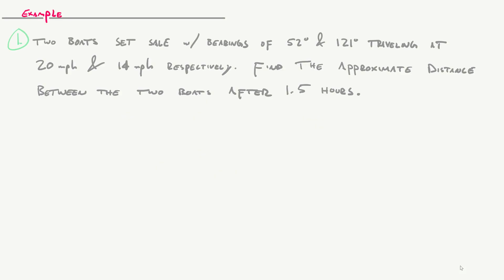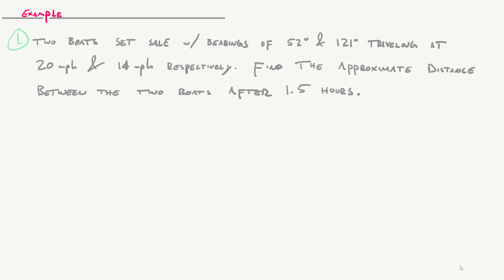Today we're going to be tackling the law of cosines. We're going to start off here with an example. Two boats set sail with bearings of 52 degrees and 121 degrees, traveling at 20 miles per hour and 14 miles per hour respectively. Find the approximate distance between the two boats after 1.5 hours.